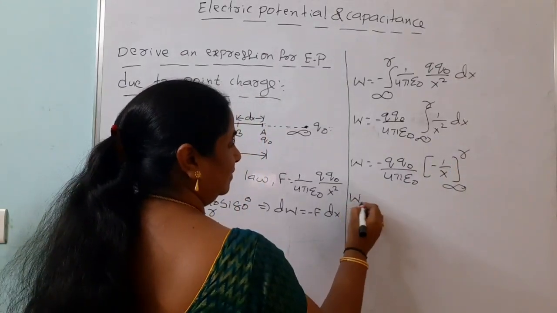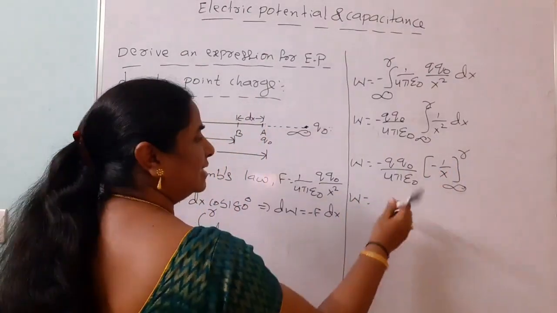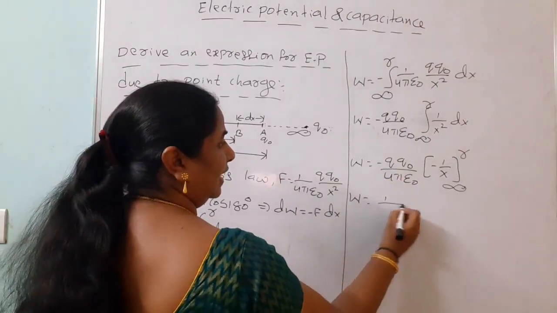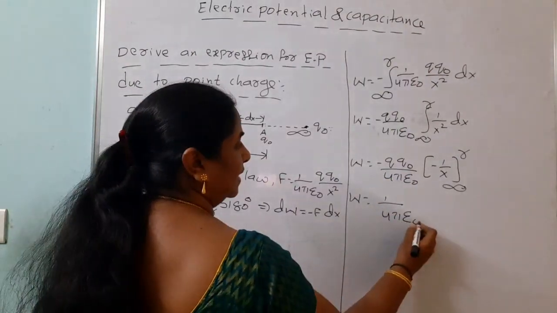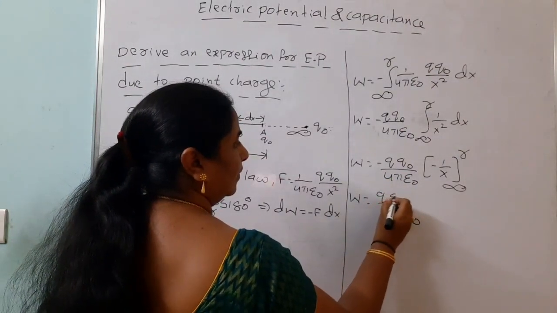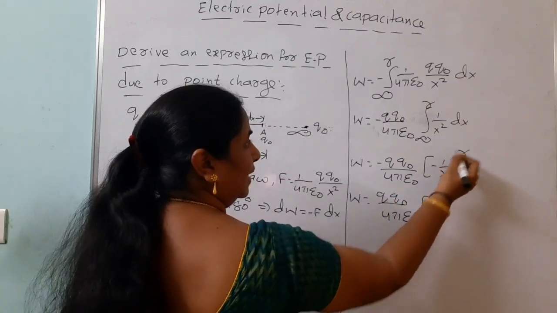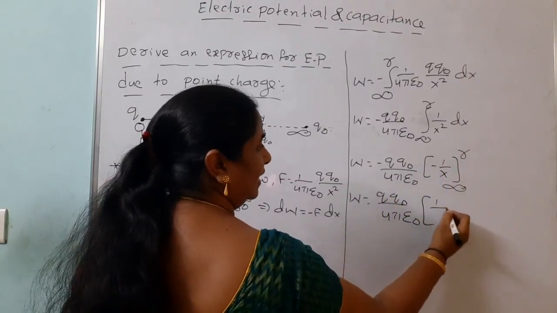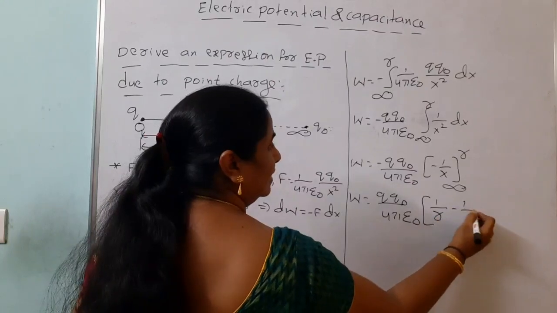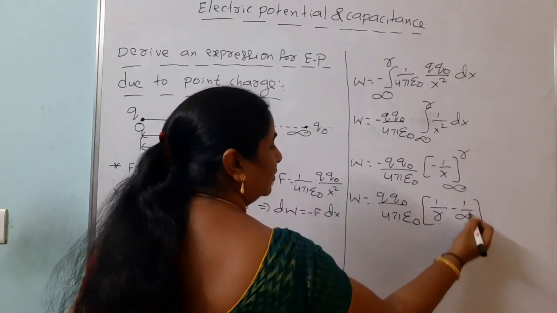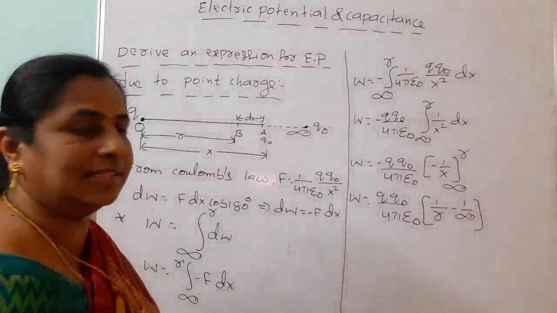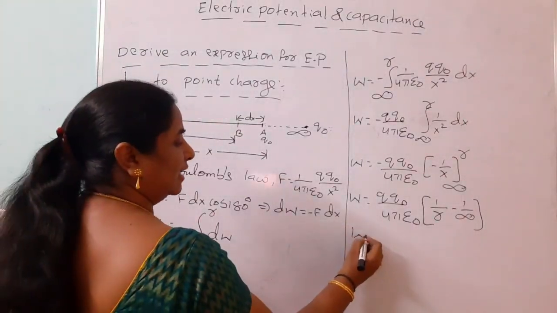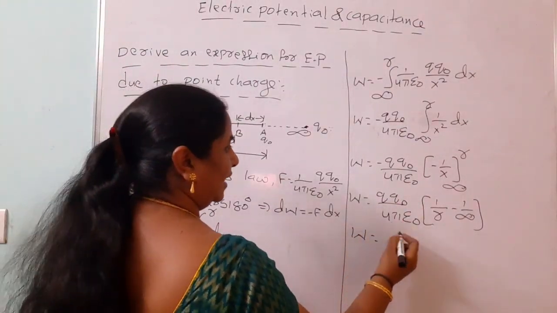Look here. Work done equals to minus into minus plus. So we are writing 1 by 4 pi epsilon naught into, first we can apply the upper limit. Instead of x we are writing r. Minus, then we are writing infinity. You know that 1 by infinity value is 0. So total how much work is required to bring the unit positive charge?